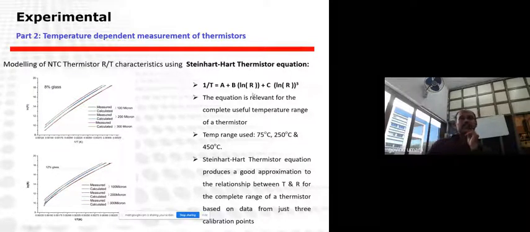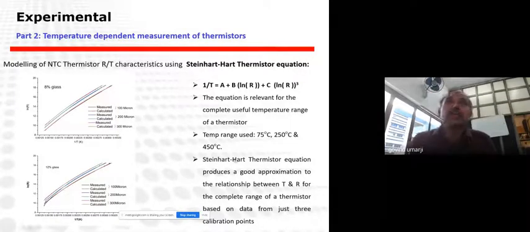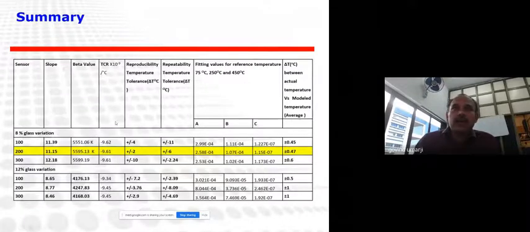These 3 values we put in the Steinhart equation, and we calculated and measured both cases for 100, 200, and 300 micron. What we got is that there is a good approximation to the relationship between T and R for the complete range of the thermistor, based on the data we just got from the 3 calibration points. What we summarize from that is all the parameters for 100, 200, and 300 micron.